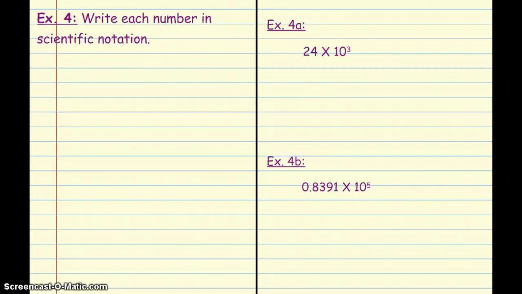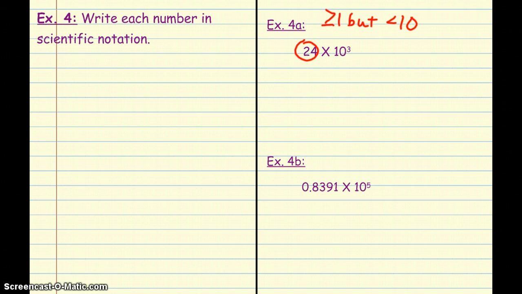Alright, last examples. We need to write each of these 2 examples in scientific notation as well. These look like scientific notation, but if you look carefully, this first number does not fall into that greater than or equal to 1 but less than 10. But we can change it.